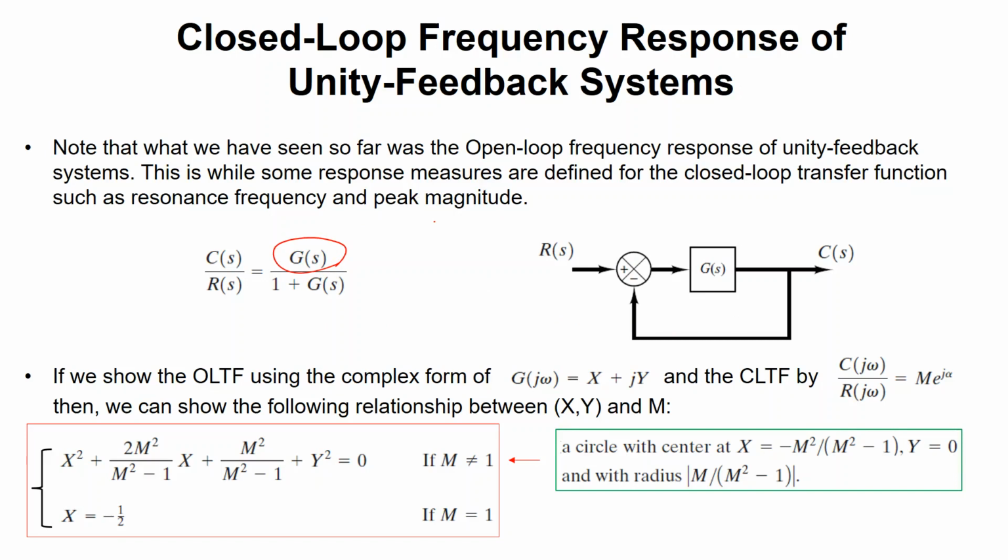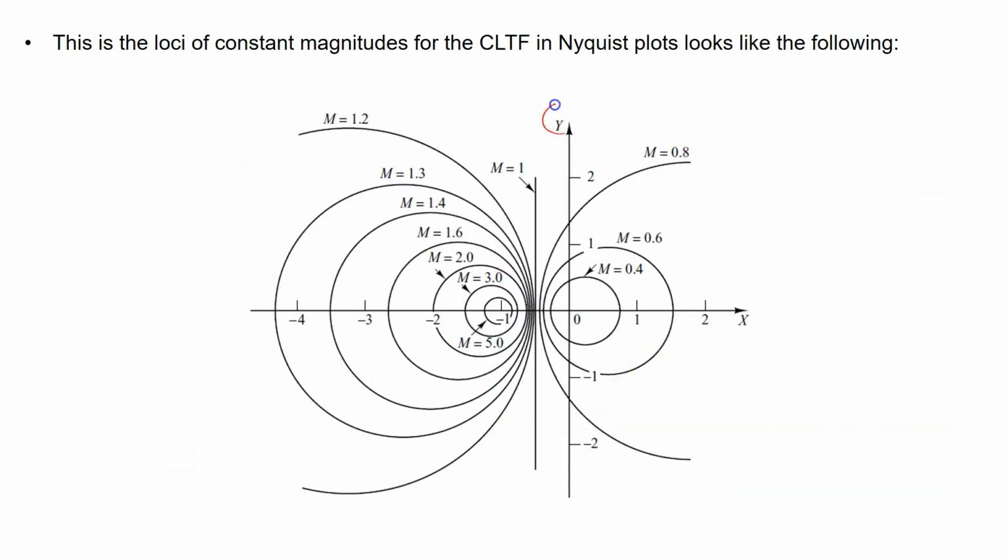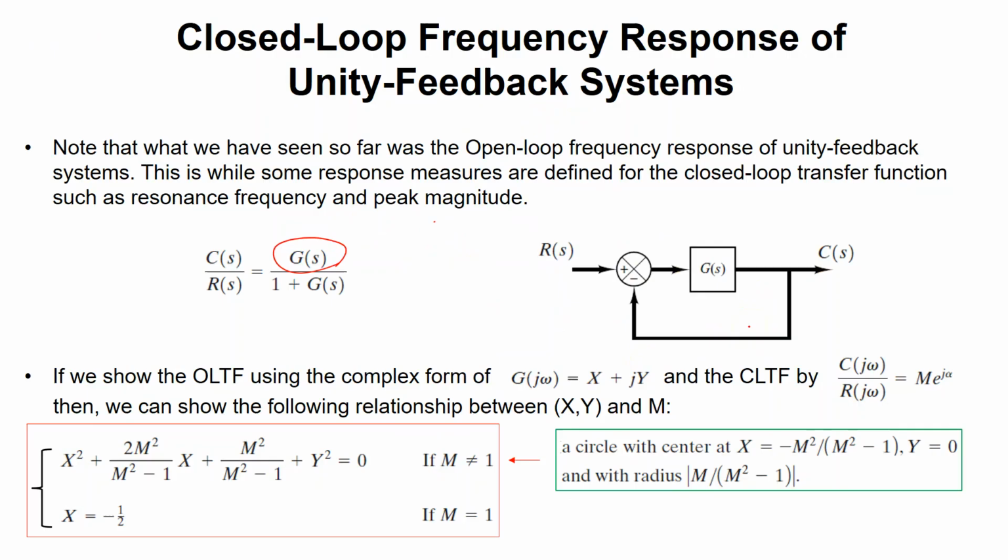Now the question is, good, fine, I did that. Now I want this magnitude m to be a constant number, like 1.4. Well, how does it look in a plane formed by the real and imaginary parts of G? How does it look? And the answer is, it looks like a circle.